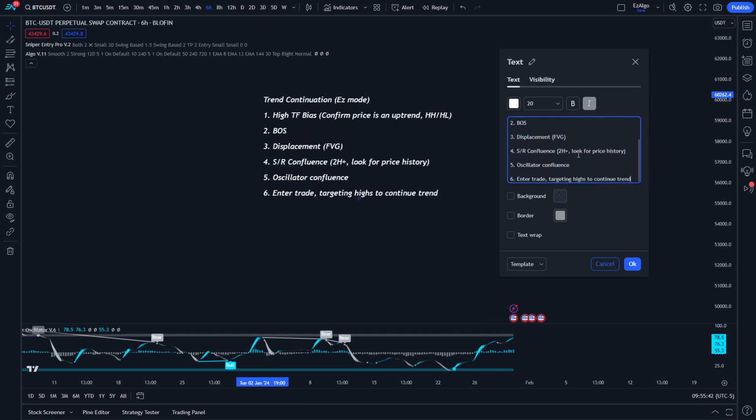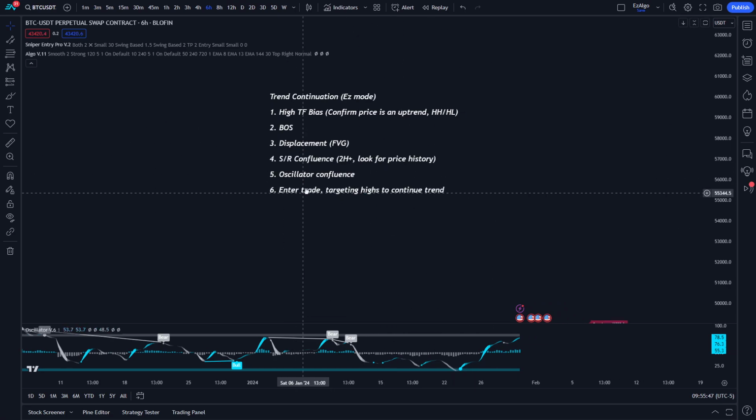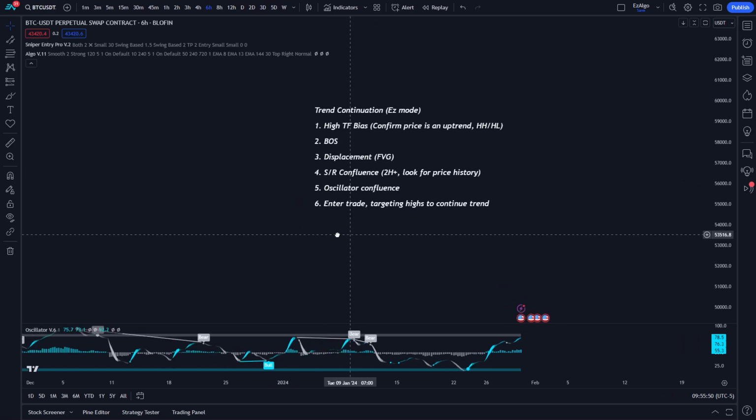Last but not least, you're going to enter the trade targeting the highs to continue the trend. So that's the trend continuation. Now let's look at some examples using this method.